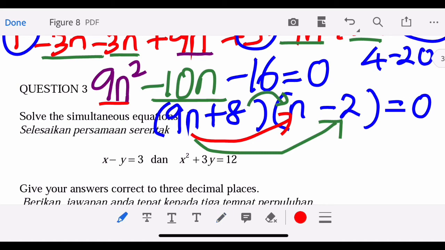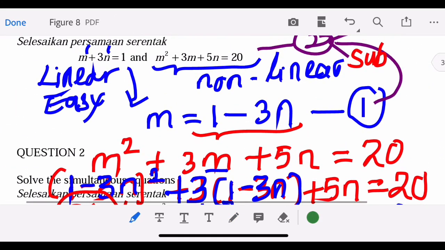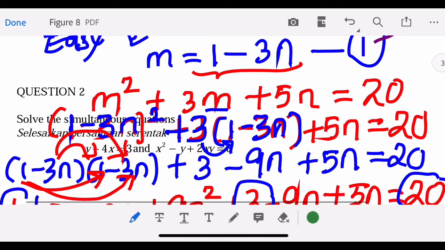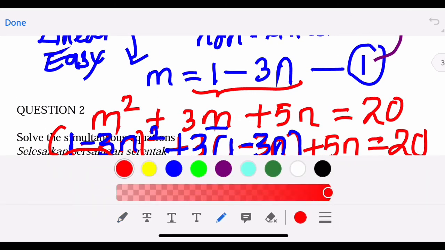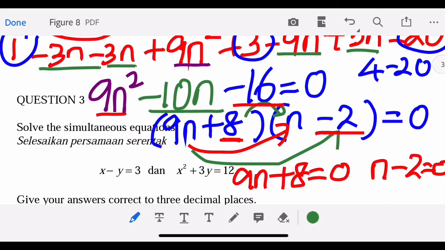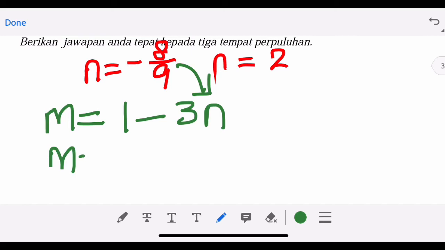Now you solve for n. So n is negative 8 over 9. Another one is n equal to 2. Don't stop here. Before you solve the question, you must double check. You should have m and n. Your m is equal to 1 minus 3n, so you have to find back your m. Here, 1 minus 3n. You substitute your n inside to find your m.